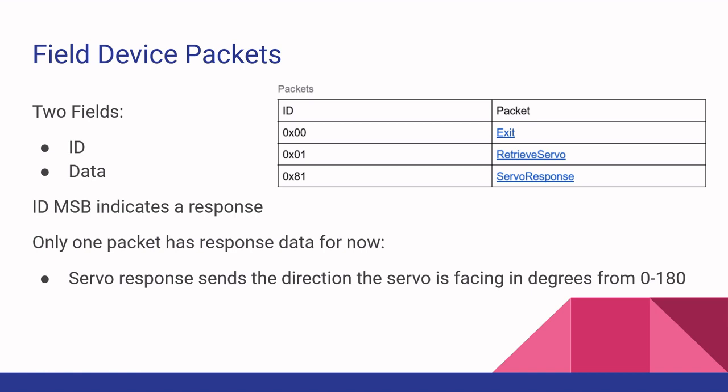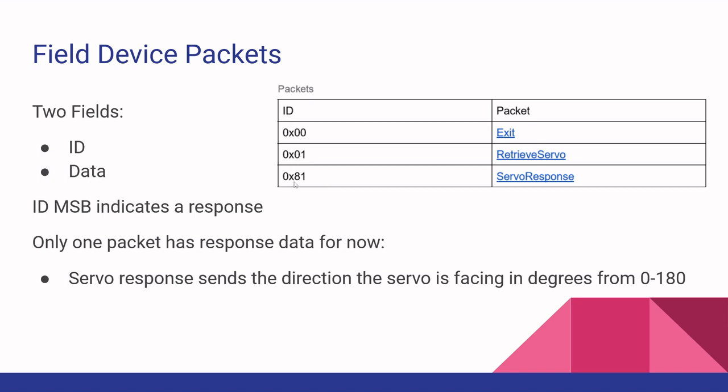So right now we have 3 packets. There's the exit packet, and then 2 packets relating to the servo information. Packets are built up of 2 different fields. There's the ID field, and then any associated data field, which we don't have in this table. Right now, the only packet that actually has data is the servo response, which will send this ID, and then alongside it, it will send the actual direction that it is facing in degrees from 0 to 180.